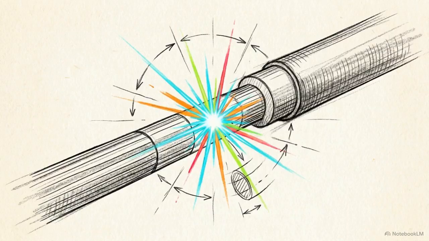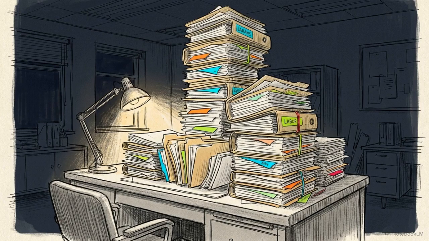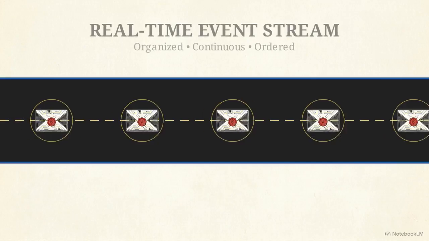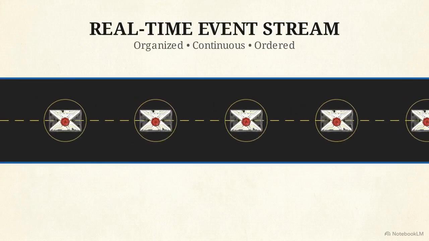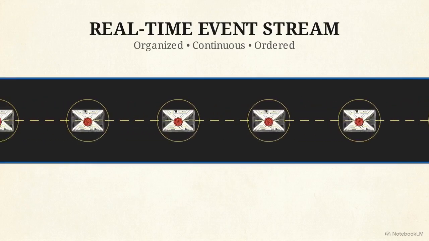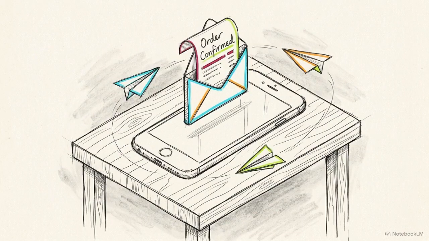Historically, companies let their data pile up all day and processed it in one big, slow mountain at night, a method known as batch processing. Kafka replaces that wait time with a steady, organized stream of information that moves as fast as the events occur. Let's look at how this stays organized.